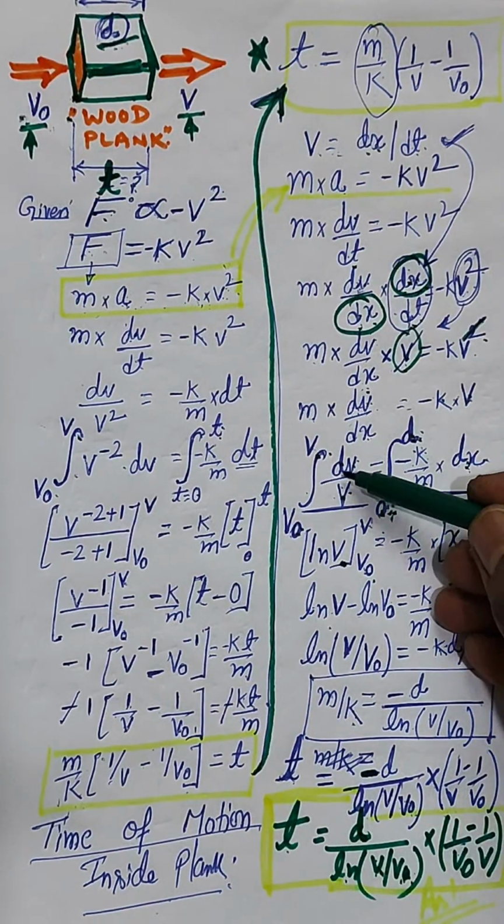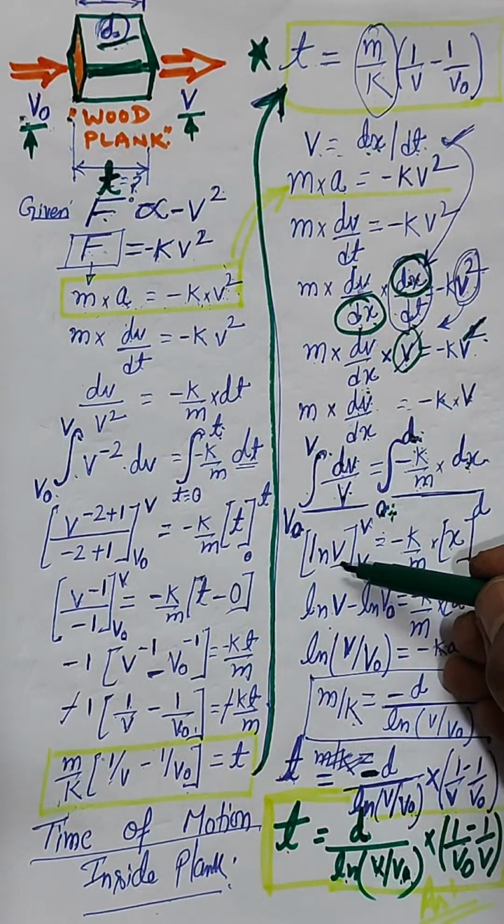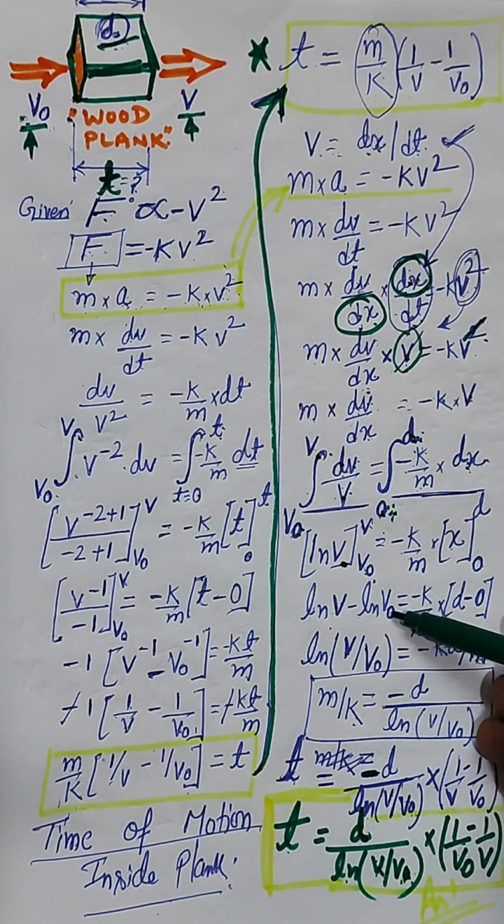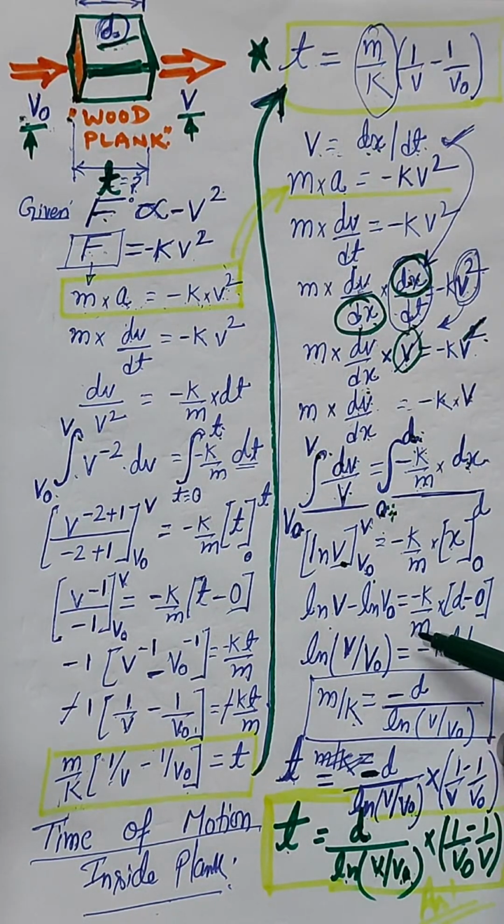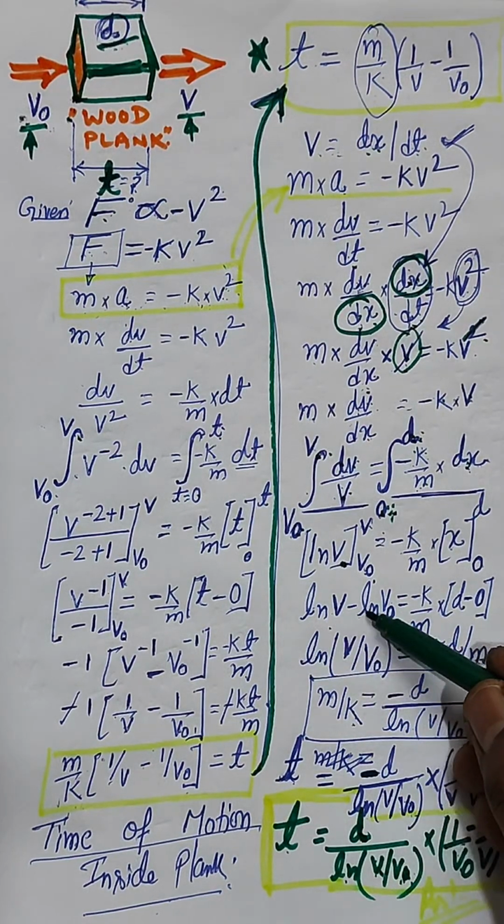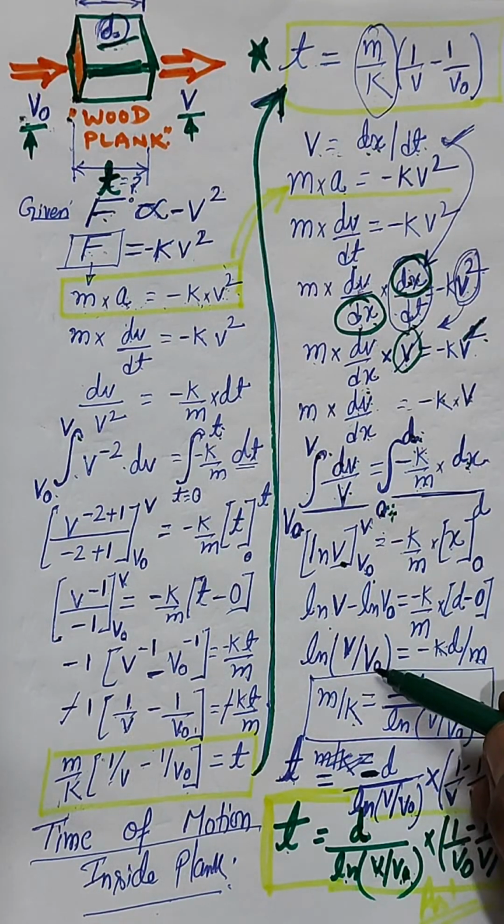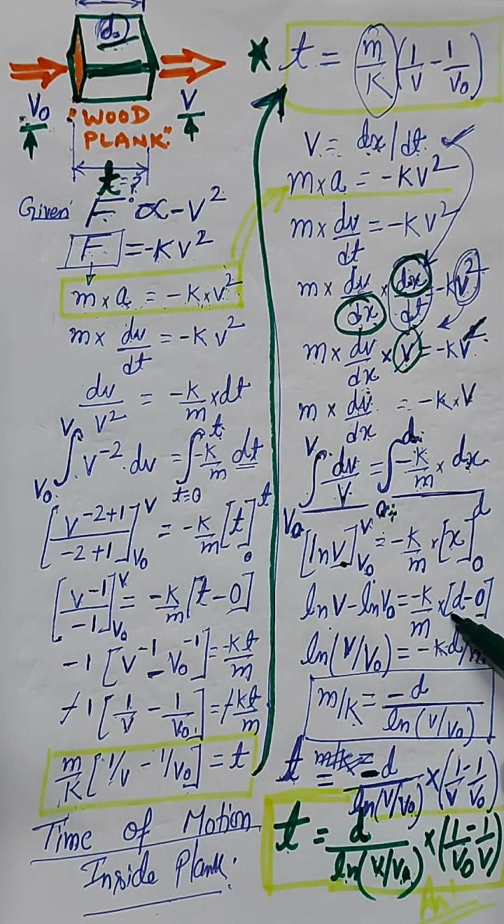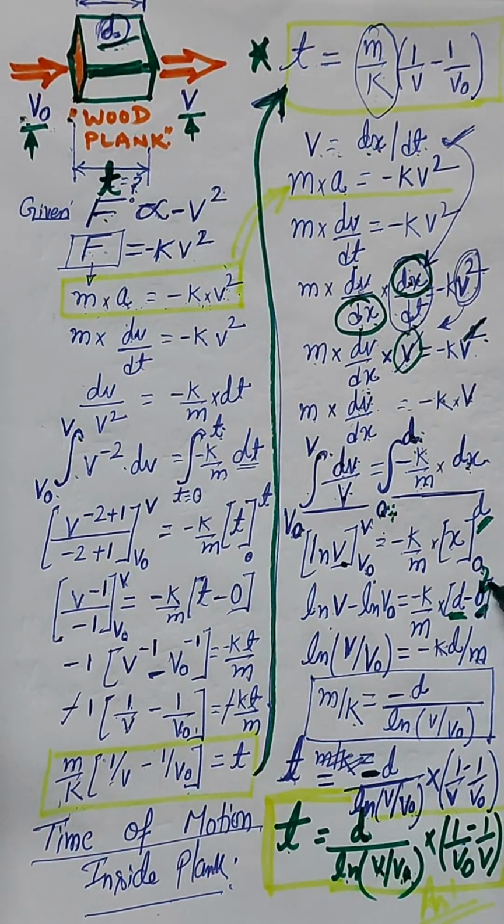Now the integration of 1 by v is ln of v, from v0 to v. Just put the upper limit and subtract the lower limit, you'll get ln v minus ln v0 is equal to minus k by m into d minus 0. Since ln a minus ln b can be written as ln a by b, we have written ln v minus ln v0 as ln of v by v0. This gives minus k by m into d minus 0, where d is for the upper limit and 0 for the lower limit, right?